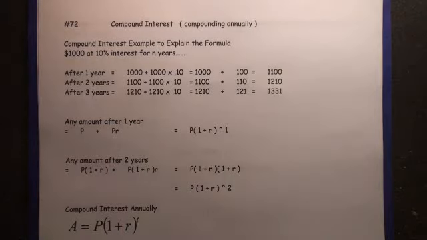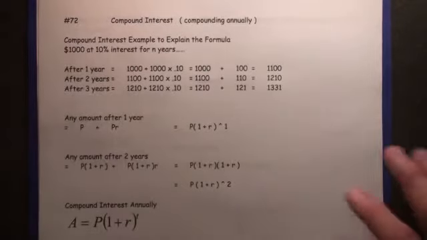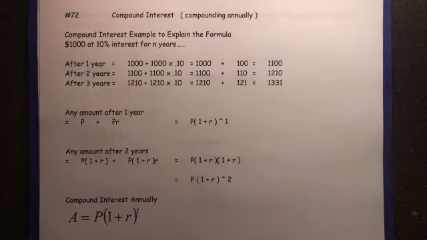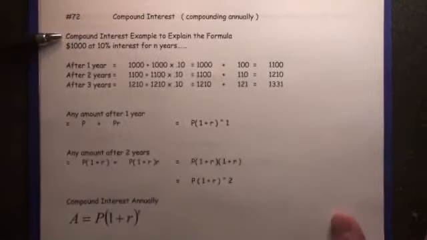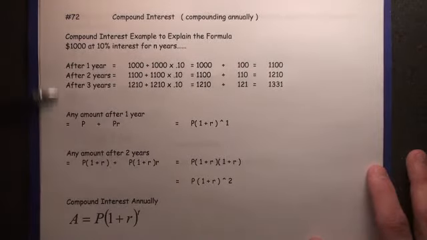Video number 72, compound interest. We're going to compound interest annually, which means we're going to have the interest paid once per year. Let's take a look at a compound interest example to explain the formula. The formula's down here, let's work to it.